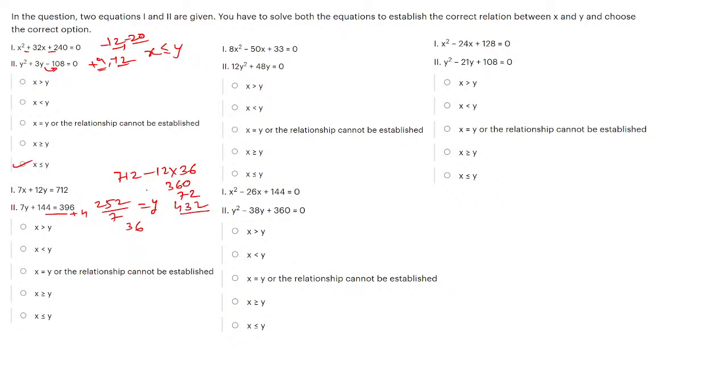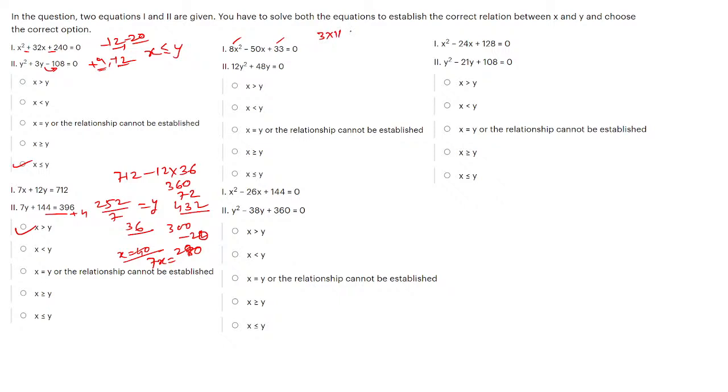Now if this is 412, then surely this is 300, but this is not. Minus 22 is there, so 270 minus 20 is already there, so 280 would be the value of 7x. So what is the value of x? This is 40, x is 40 and y is 36. X is greater. Moving to next.